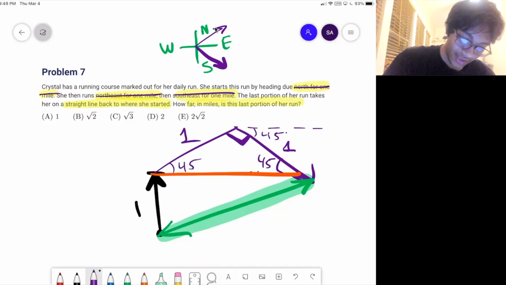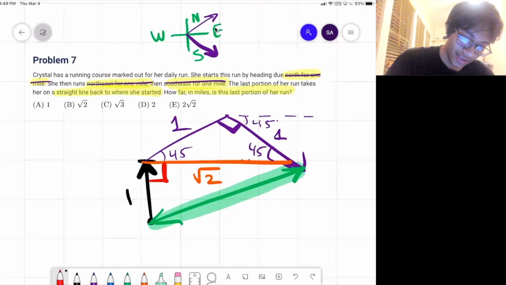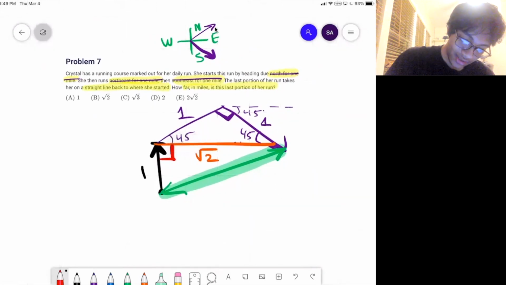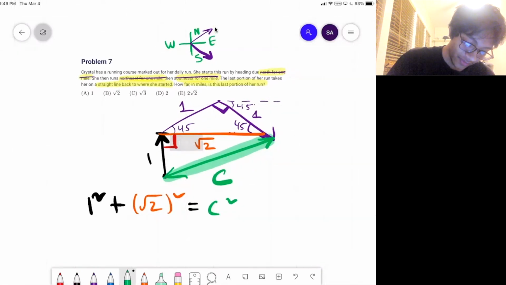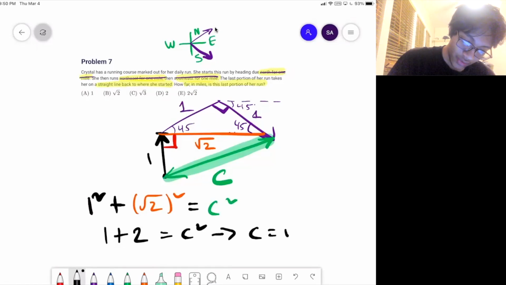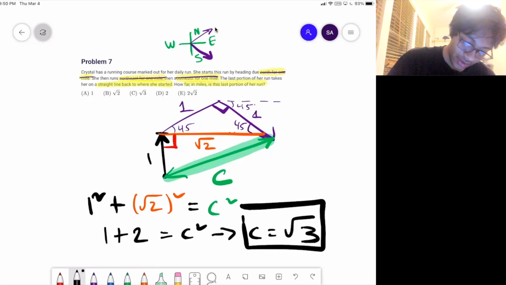If this is 1 and this is 1 and it's a right triangle, then this side must be square root of 2. But if that side is square root of 2 and this is also a right triangle, then what is my green length? Well, I can just use the Pythagorean theorem, right? Let's call this C. So I have 1 squared plus square root of 2 squared is equal to C squared. If I simplify this, I get 1 plus 2 is equal to C squared. C is equal to square root of 3. That means our answer is choice C.